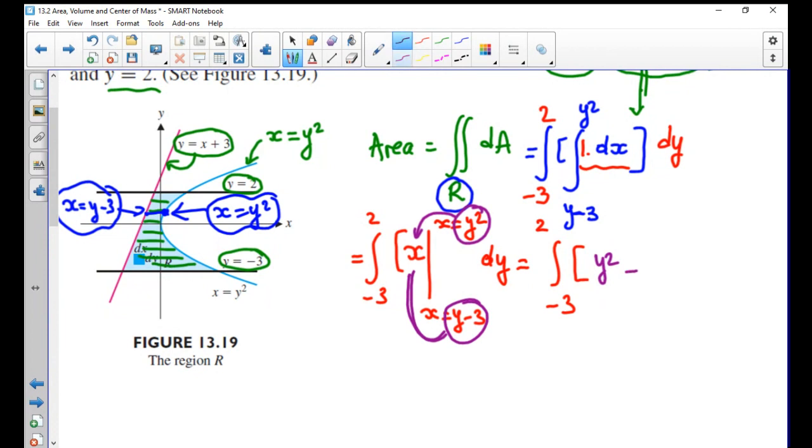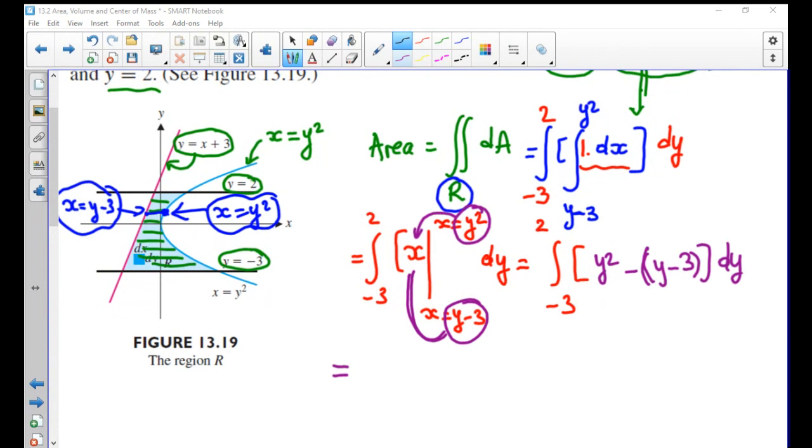So it will be y squared minus y minus 3. Okay, like this, yeah? dy. Okay, now it's very easy to complete this.